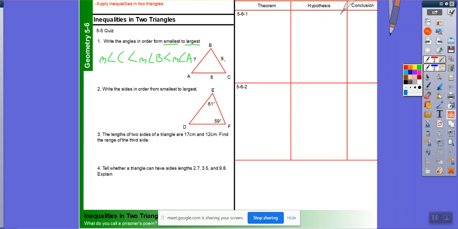I first added 61 plus 59, which I know was 120, and then I subtracted 120 from 180 to get angle D, which is 60 degrees. And then I knew that to find the sides, you have to go to the opposite side, like that angle's opposite side. So ED is the smallest, then it's EF, and then it's DF.